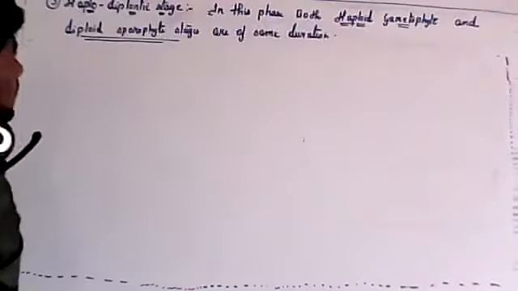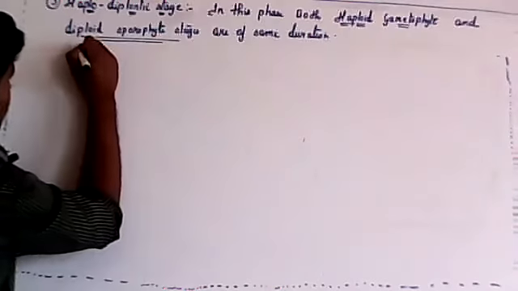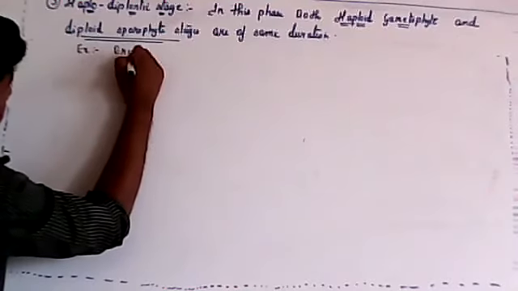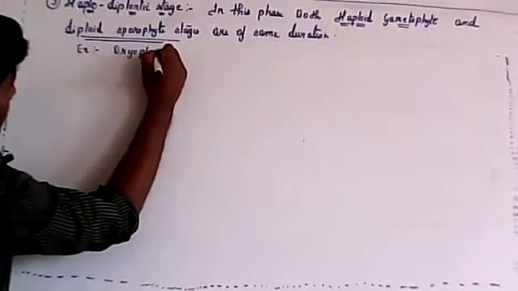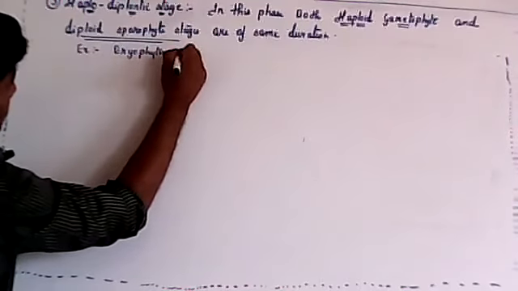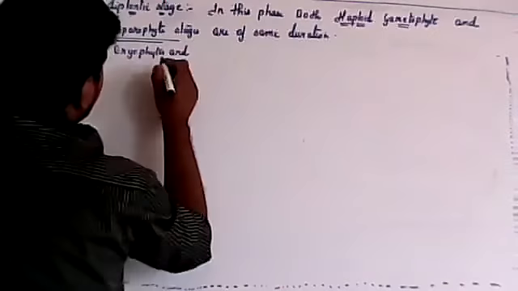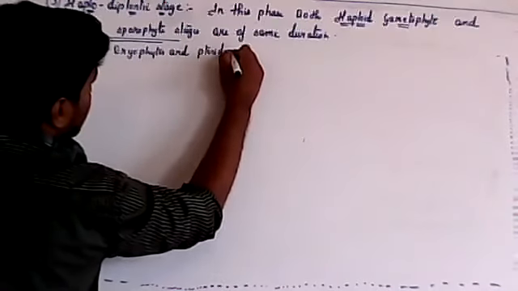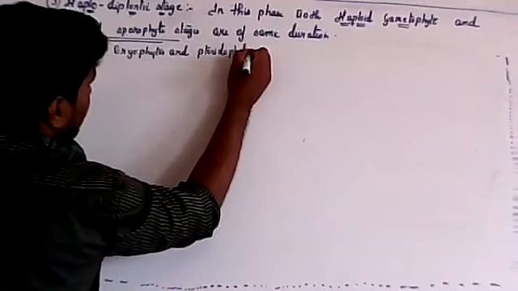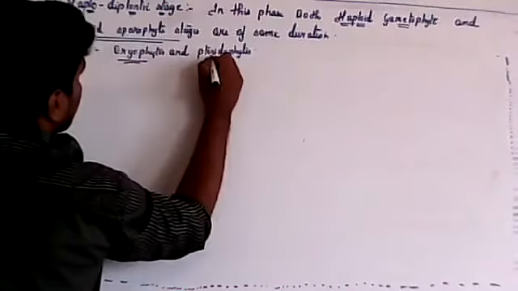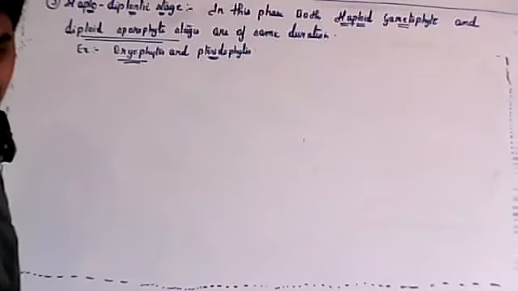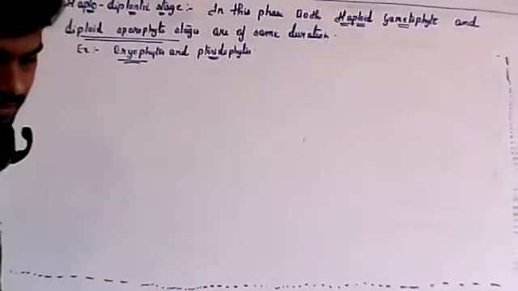In pteridophytes and bryophytes. The examples are bryophytes and pteridophytes. The haplodiplontic life cycle will take place in bryophytes and pteridophytes. In both of them we see this kind of haplodiplontic life cycle. So now the diagram for that.